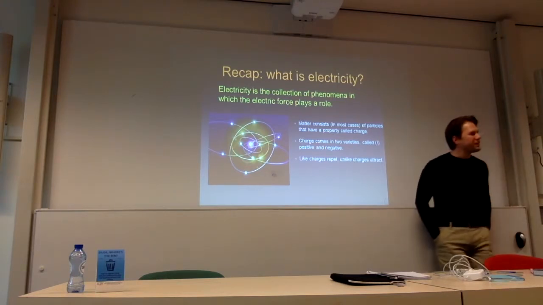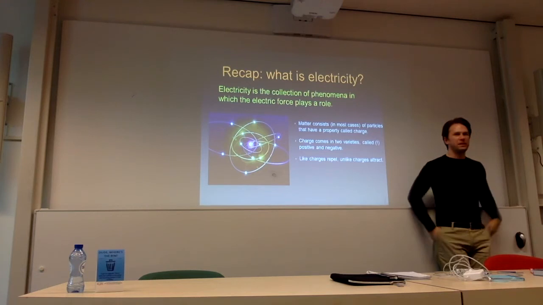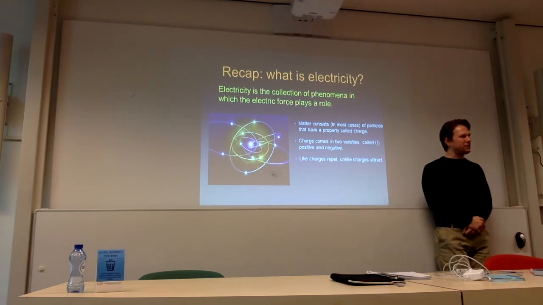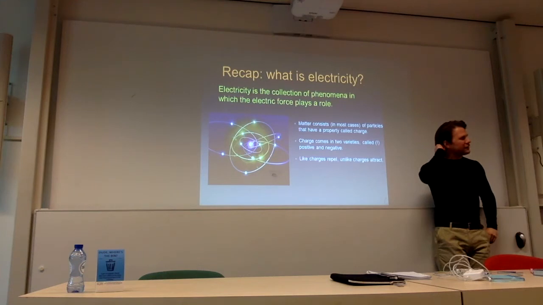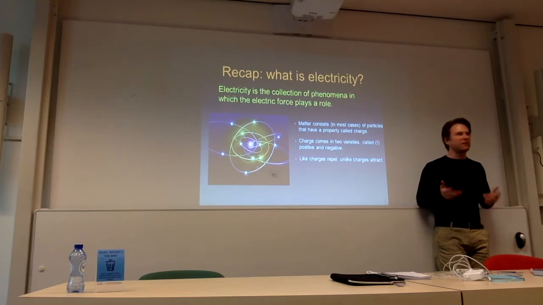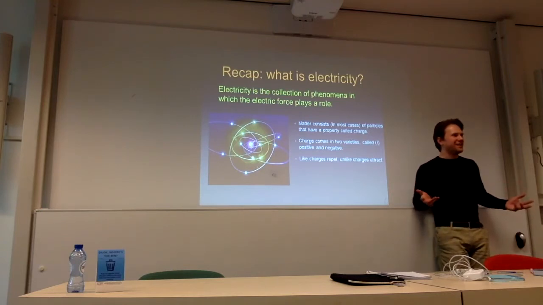It appears that matter, most of it, comes in two varieties. And some of these varieties attract each other, some of them repel each other. Of course, you know why that is. That is charge. Yet, if I were to ask you what exactly is charge, I doubt that you would have a sufficient explanation of what it is, except for what it does, right?